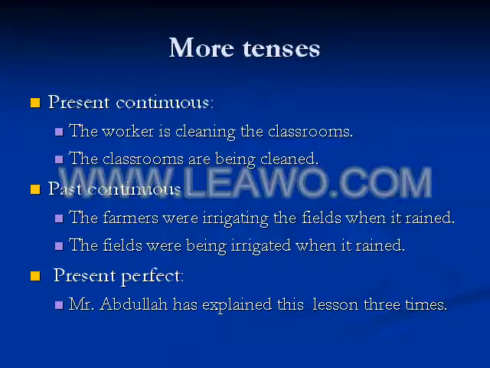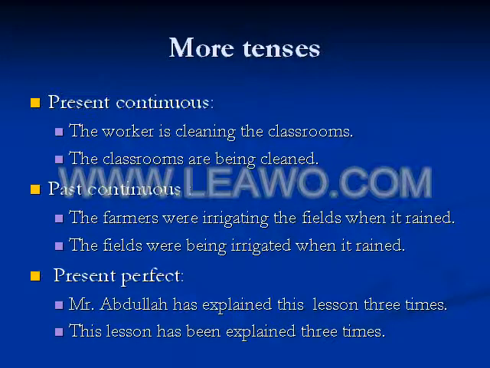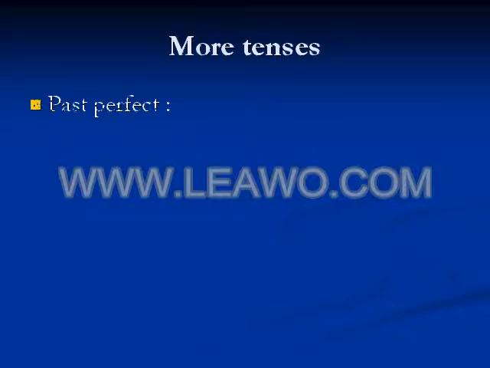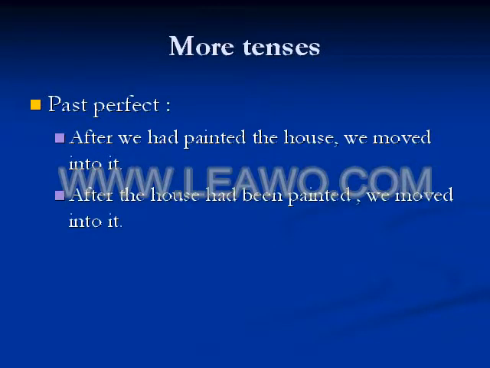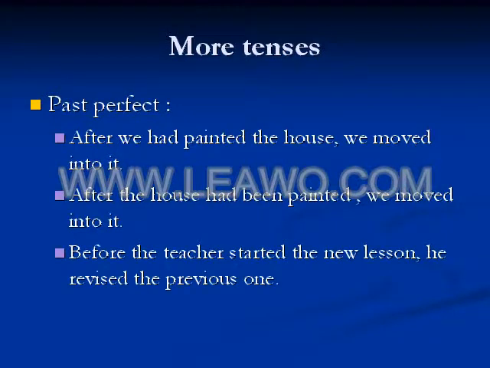Present perfect. Mr. Abdullah has explained this lesson 3 times. This lesson has been explained 3 times. Has explained becomes has been explained. Here in the middle you put "been". Then past perfect. After we had painted the house, we moved into it. After the house had been painted, we moved into it.